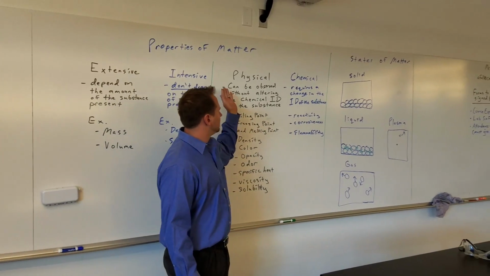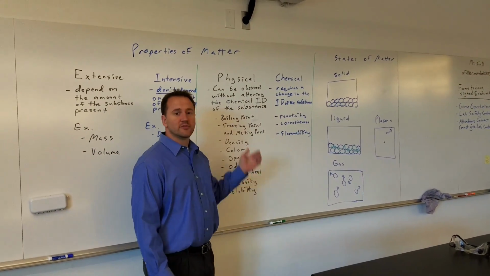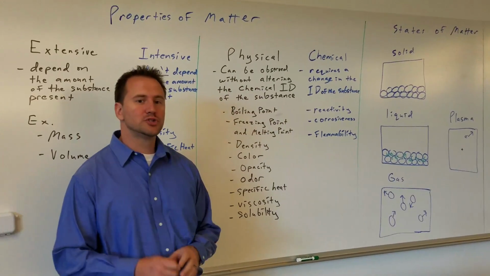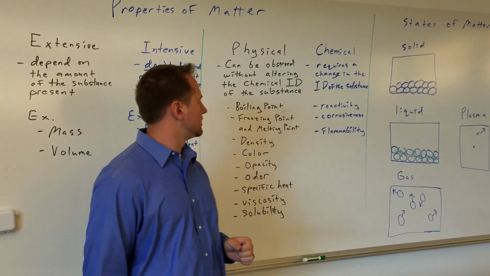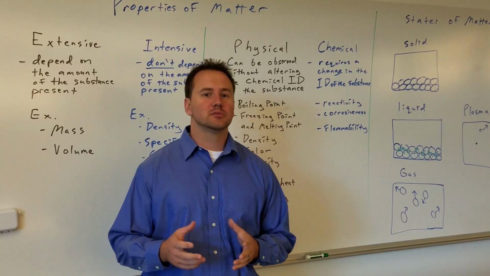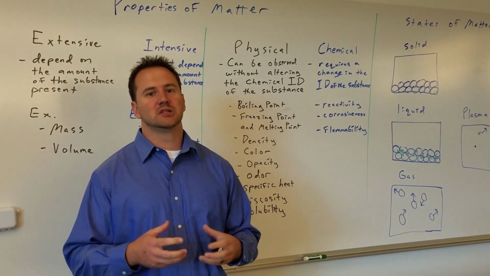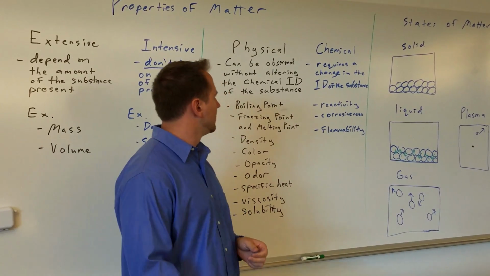Another category would be physical or chemical properties. Physical properties can be observed without changing what the substance is or changing the chemical identity, while a chemical property cannot be observed without changing the actual structure of the compound.